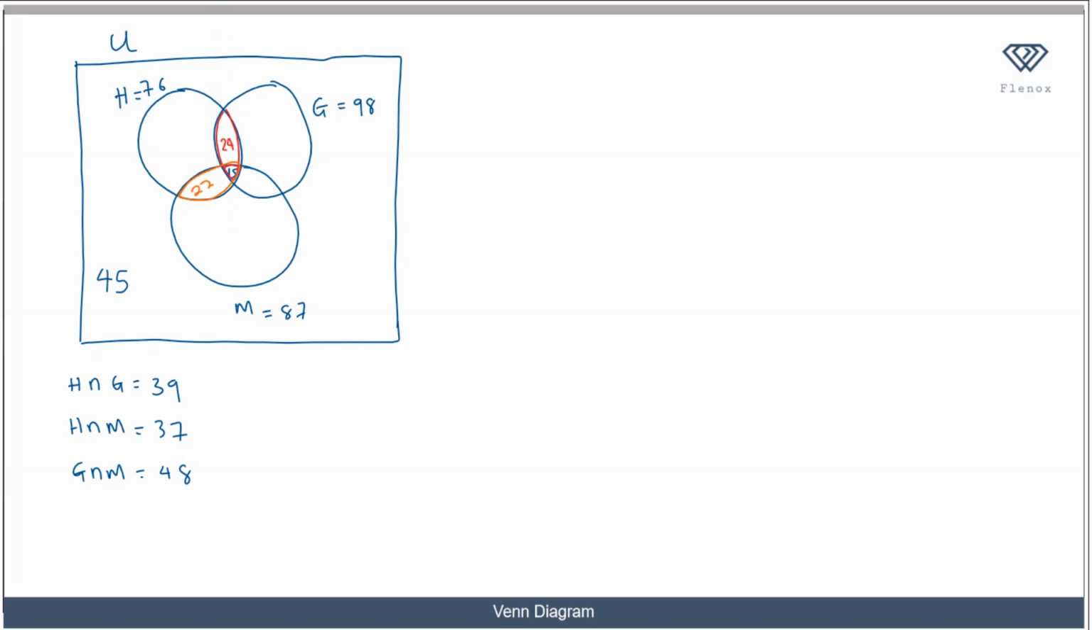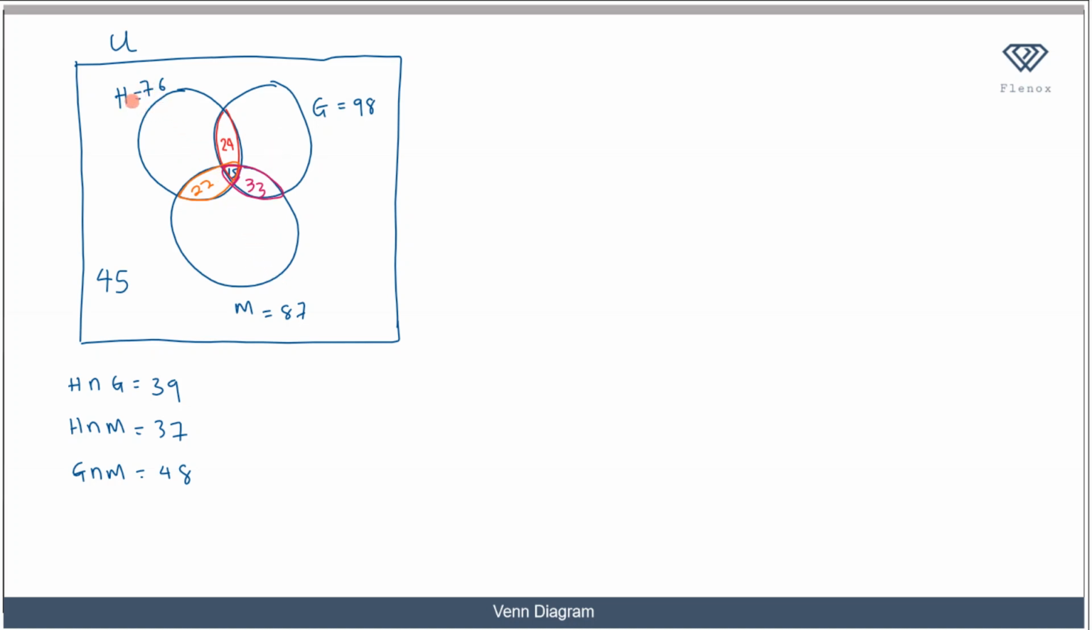And finally, with the last information, I'm told that G intersect M is 48. So this section underneath here is 48, and I'm told that 15 of them like all 3. So the portion remaining here will just be 48 minus 15, and 48 minus 15 will just give me 33. Yes, I'm not mistaken. So now we're just left to find the remaining areas.